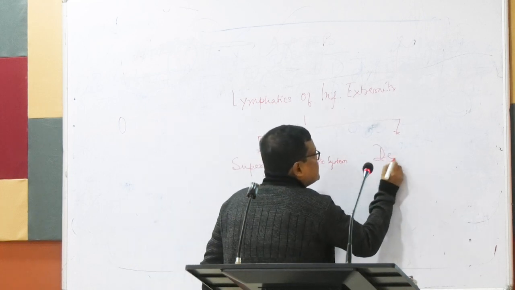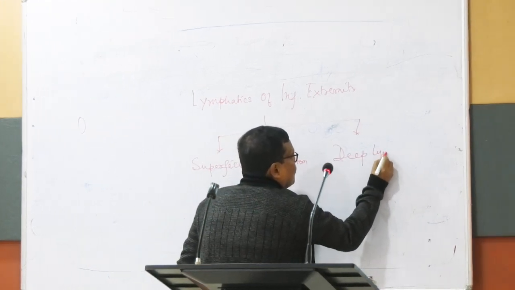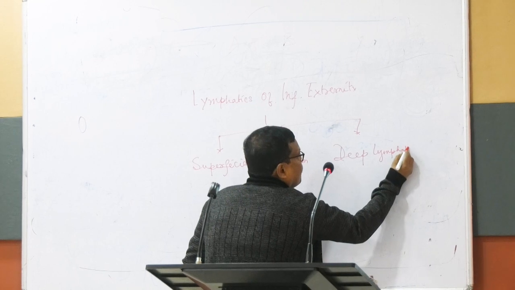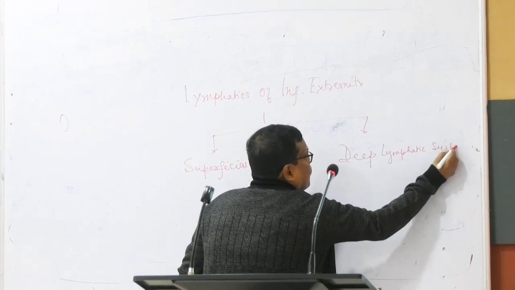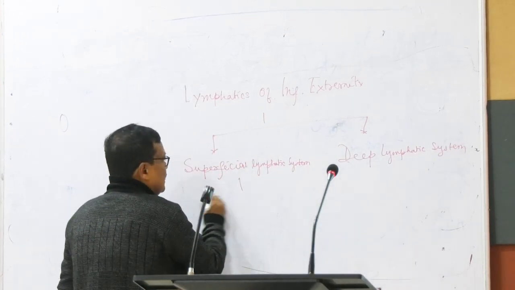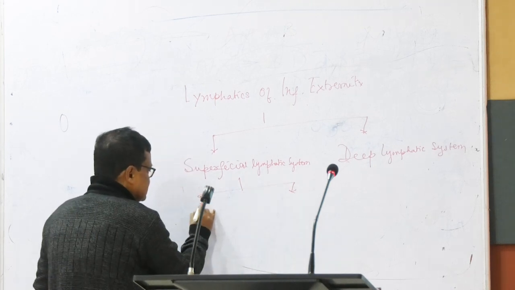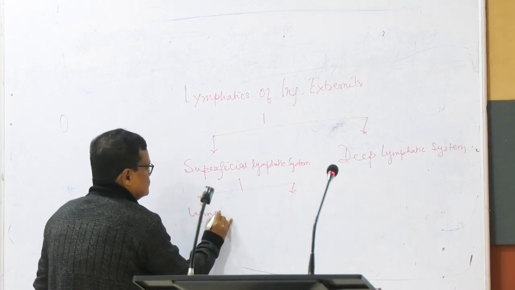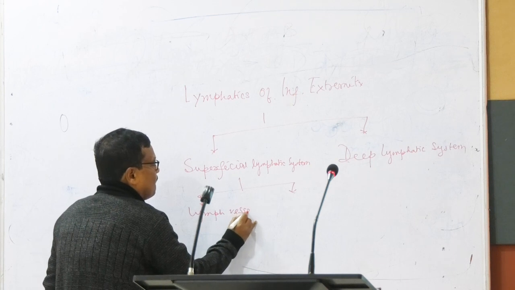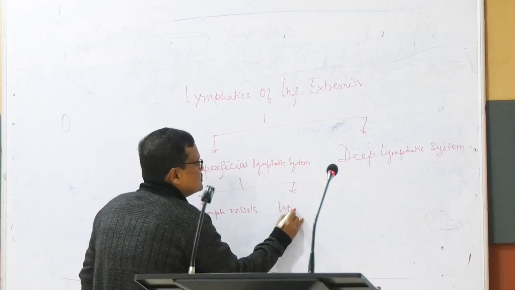Deep lymphatic system and superficial lymphatic system consists of lymph vessels and lymph nodes.